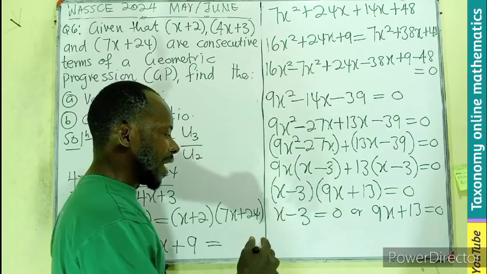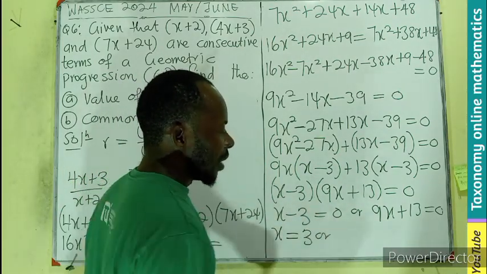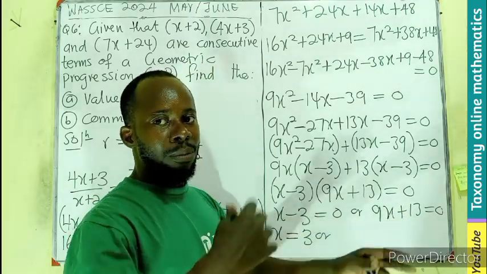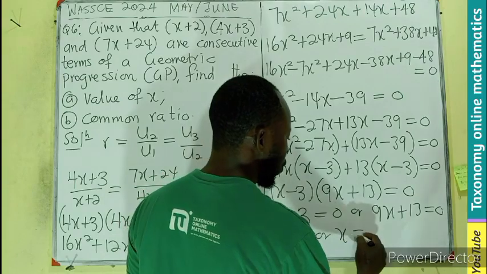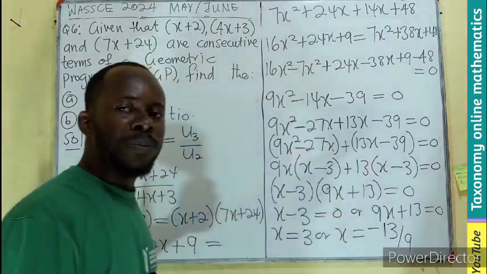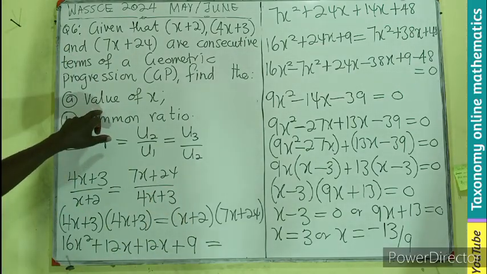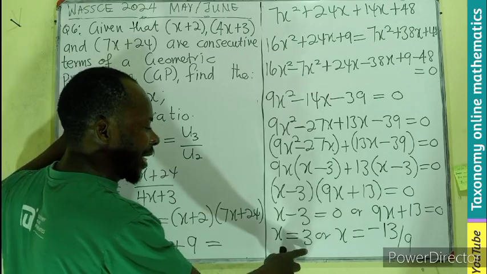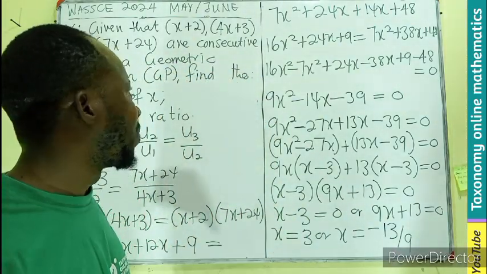Adding 3 to both sides here gives us x equals to positive 3. Here we are going to subtract 13 from both sides and then divide by 9. So our x will be equals to minus 13 divided by what? 9. So it means the first part of the question, find the value of x: x is either 3 or minus 13 on 9. That's the first part of it.